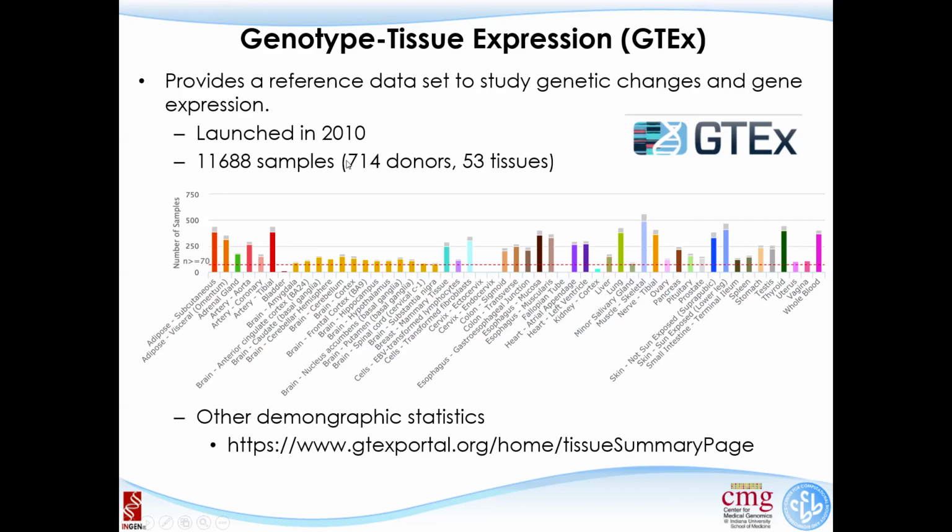So it's incredible. They got over 700 donors across 50-ish tissues, and eventually over 11,000 samples, and they did RNA sequencing. You can see, for different tissue types, the number of samples they have. This provides an incredible resource for us to understand gene expression levels in different tissues. The demographic data is shown in this slide as well.